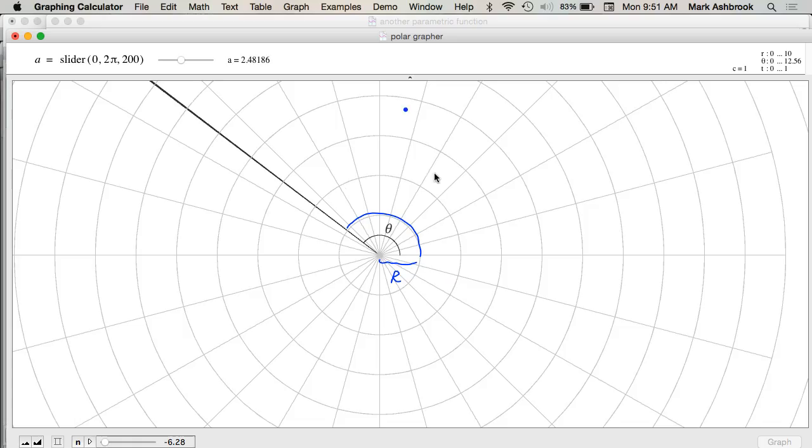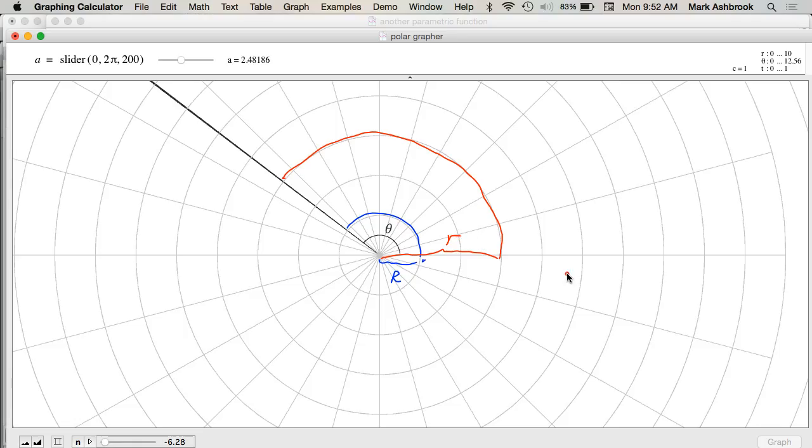It means that this arc length is 2.48 radii long. If I took this radius right here, this distance right here, and wrapped it on the circle, it would take 2.48 of those radii to sweep out that angle. And if I choose a bigger circle, this one, that has this radius.